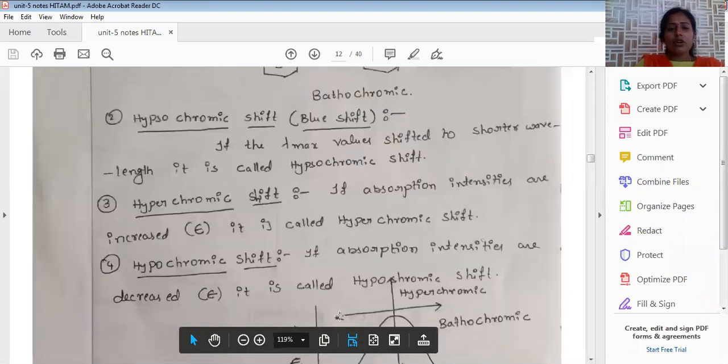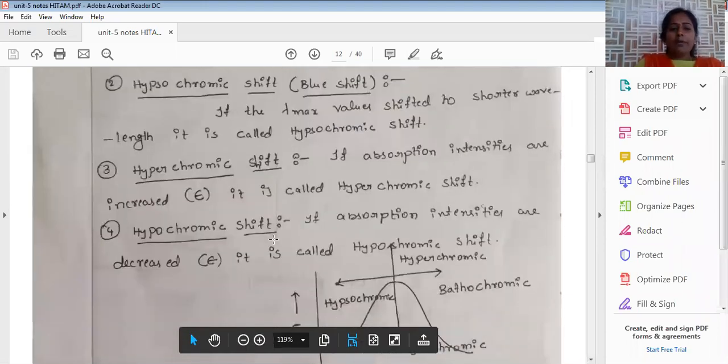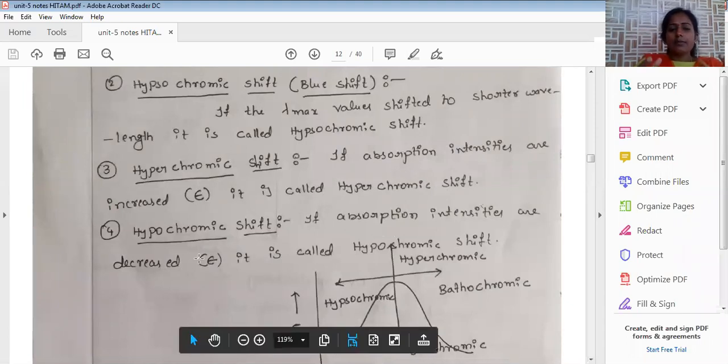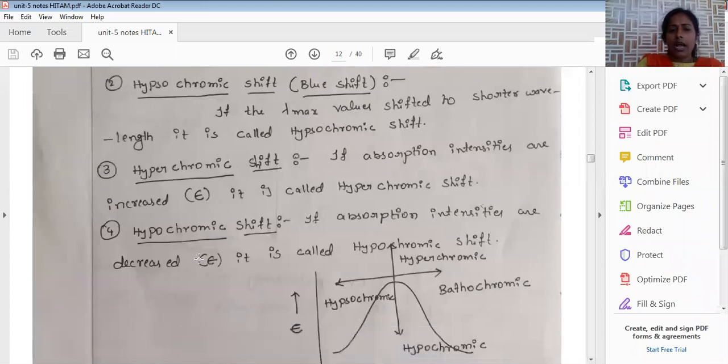And the next is about hyperchromic shift. Hyperchromic shift is measured in terms of absorption intensities. If the absorption intensity increases, that is called hyperchromic shift. Greater the absorption intensity, it is called hyperchromic. Lesser the absorption intensity is called a hypochromic shift.